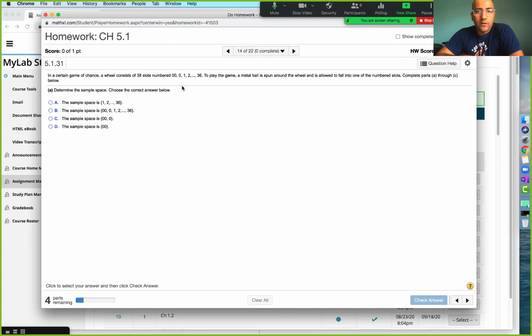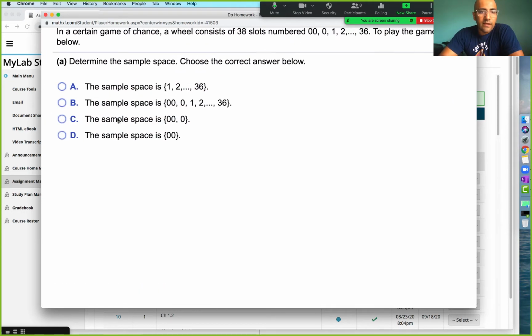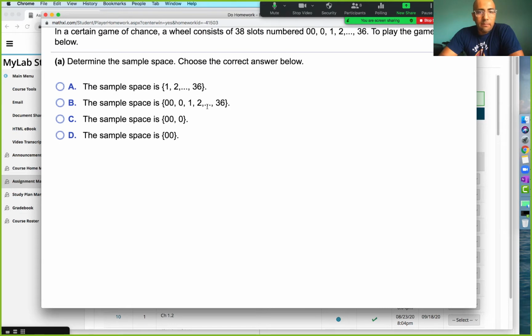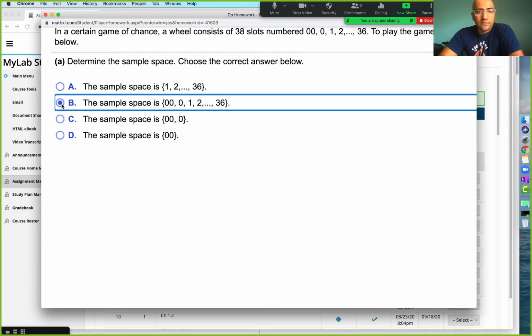that can happen in one turn of the game. So either the little metal ball lands on 00, or the little ball lands on 0, or the little ball lands on 1 or 2, right? These little dots here indicate that a pattern has been established. Let me zoom in on that a little bit. These little dots indicate that a pattern has been established and that we want to go all the way out through up to the number 36, right? So this has to be the correct answer.